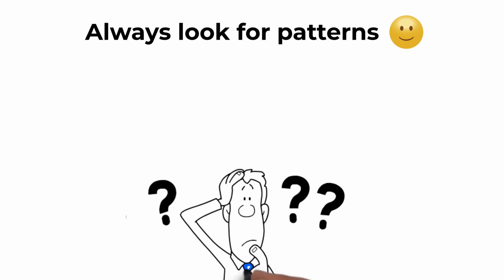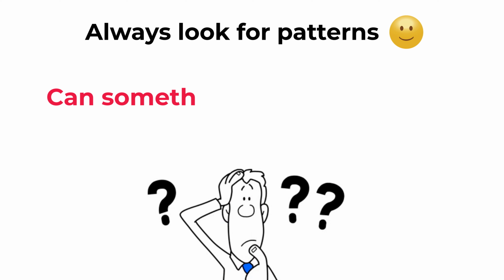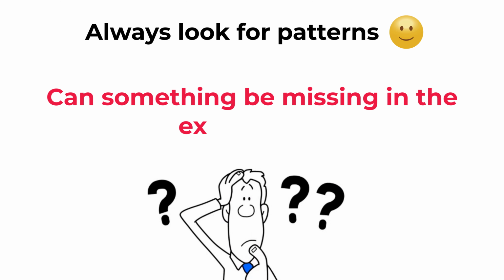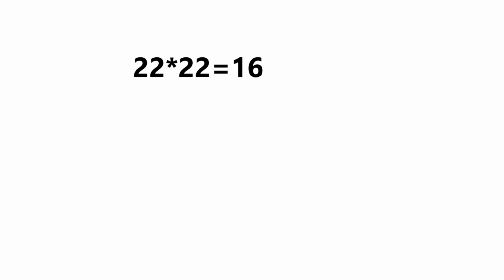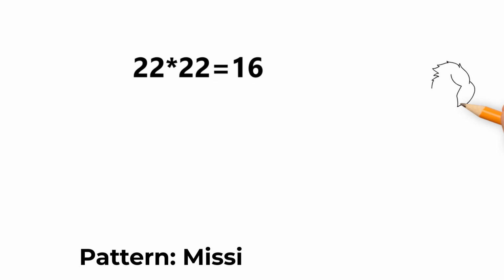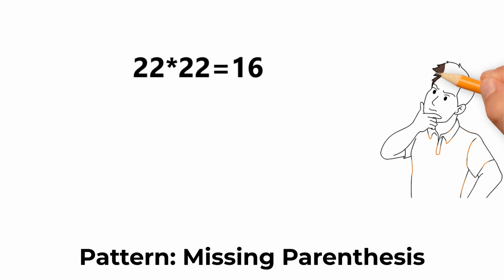Typically, to solve these types of problems, you need to identify the pattern. And in this particular case, the pattern is that the sign and parentheses are hidden in between digits and are not presented on the screen. Let's look at the first two examples. 22 multiplied by 22 equals 16. It is not obvious because it doesn't go along with the rules of conventional math.